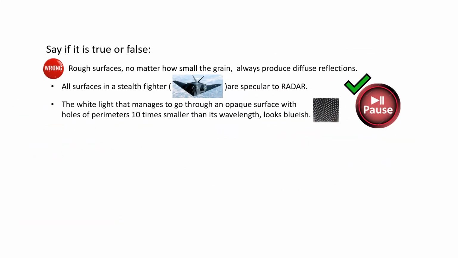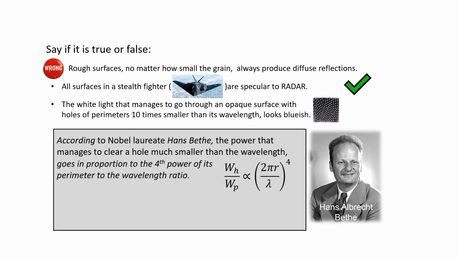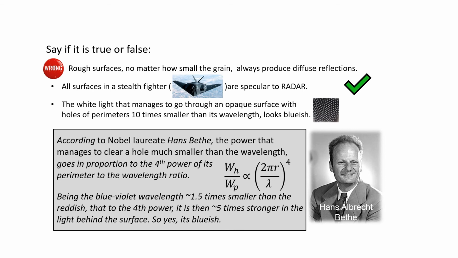The white light that manages to go through an opaque surface with holes of perimeters 10 times smaller than its wavelength looks bluish. According to Nobel laureate Hans Bethe, the power that manages to clear a hole much smaller than the wavelength goes in proportion to the fourth power of its perimeter to wavelength ratio. Being blue-violet wavelength 1.5 times smaller than the reddish, that to the fourth power is then 5 times stronger in the light behind the surface. So yes, it's bluish.